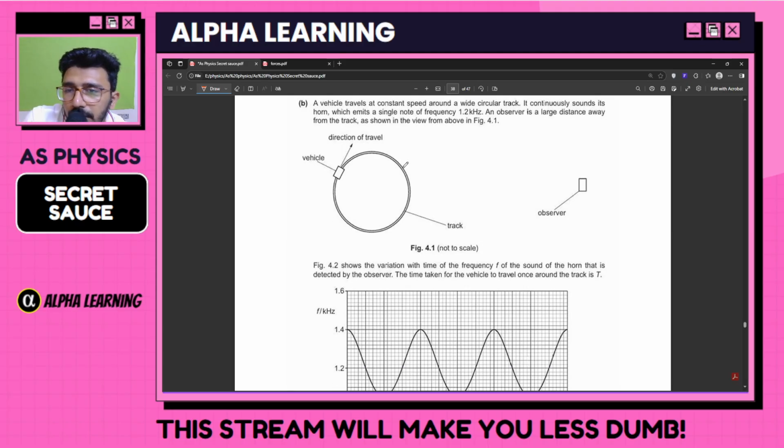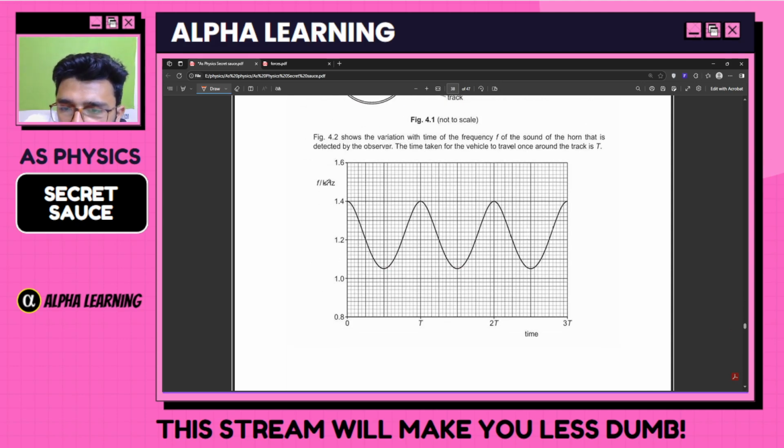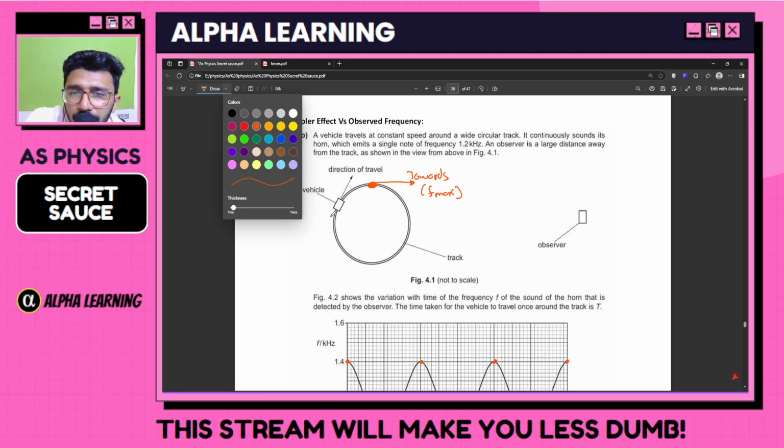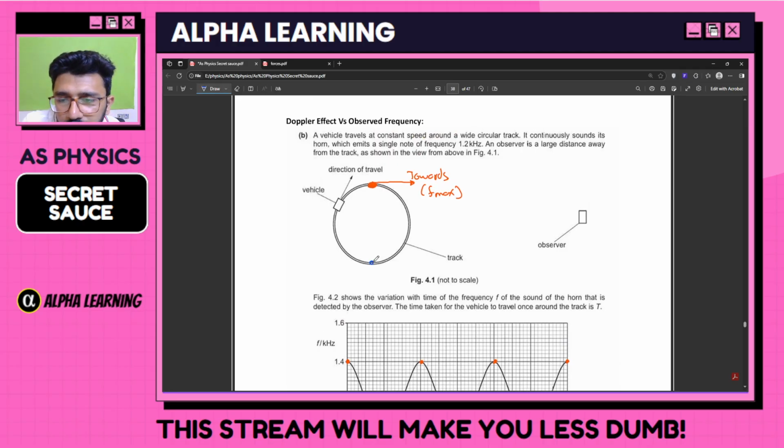Always remember, whenever your sound emitting source or your vehicle is moving towards the observer, you will have a frequency maximum. Which point is of frequency maximum? These orange points are the points when the vehicle is moving towards the observer. However, when the vehicle is moving away from the observer, let's say this blue point, you will have a frequency minimum.